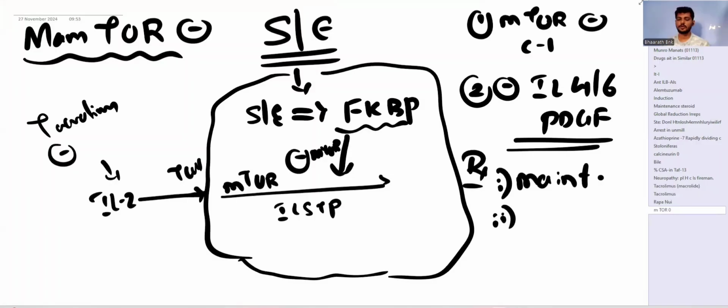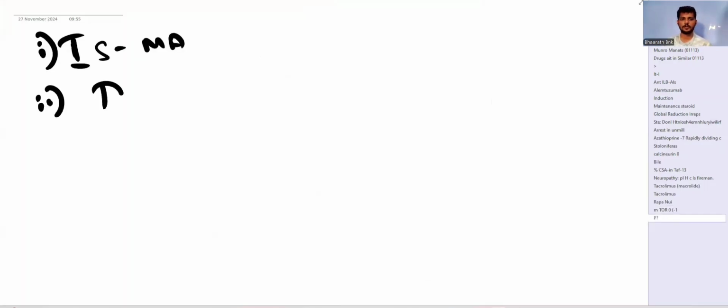Also, because they inhibit these signals, they are a part of drug-eluting stents. So when it comes to uses of sirolimus and tacrolimus, you are using them in immunosuppression as maintenance agents, and they can be used as drug-eluting stents.